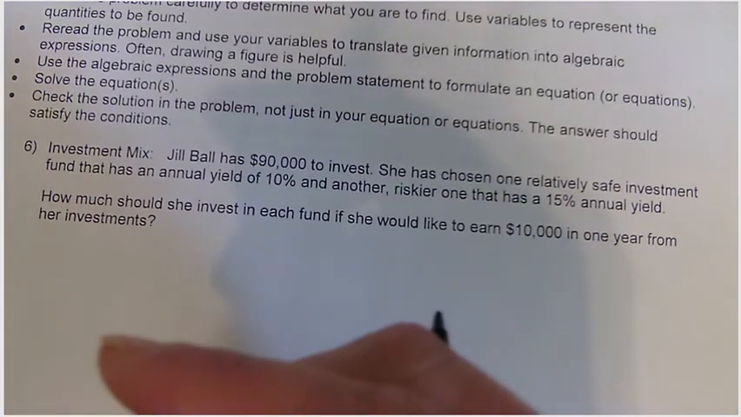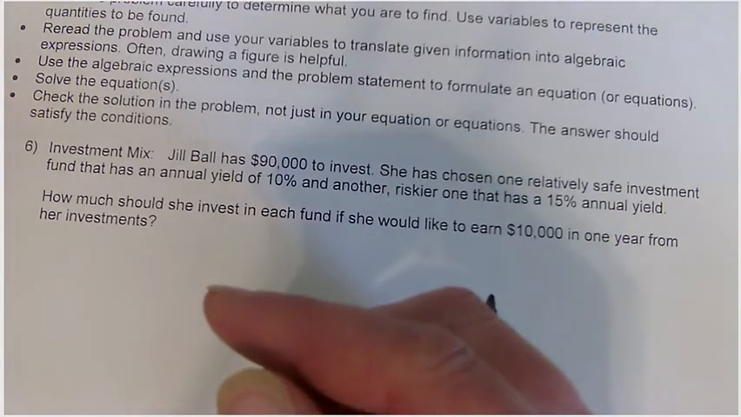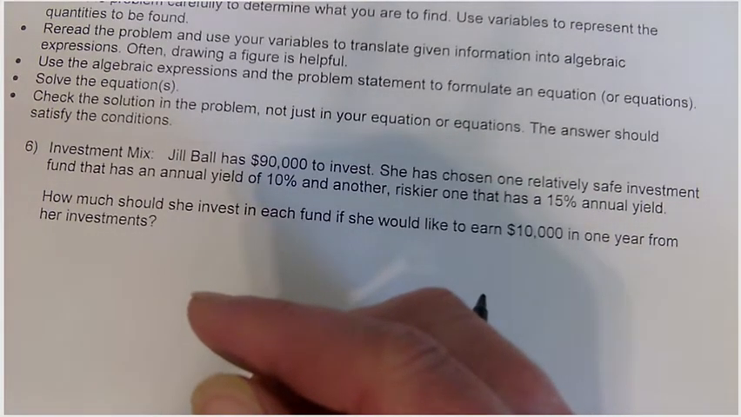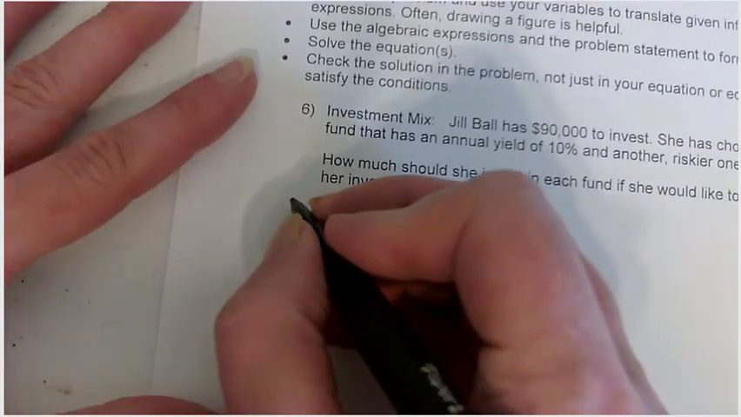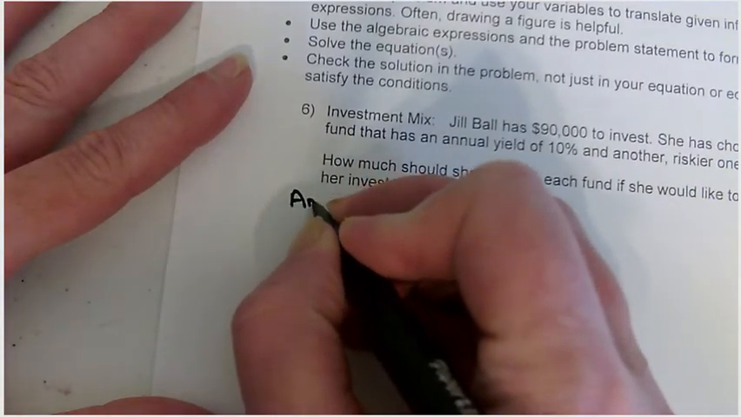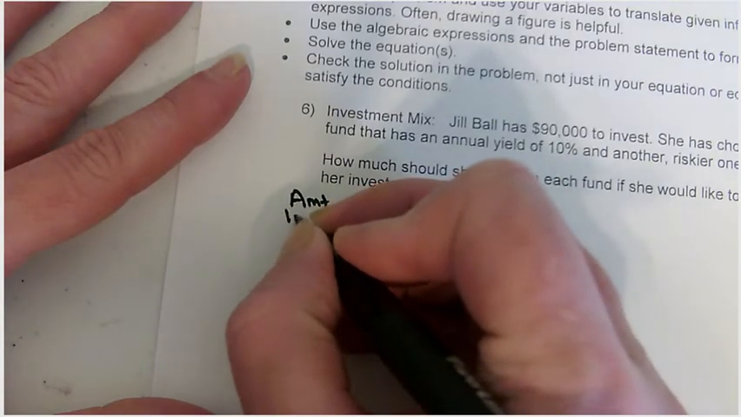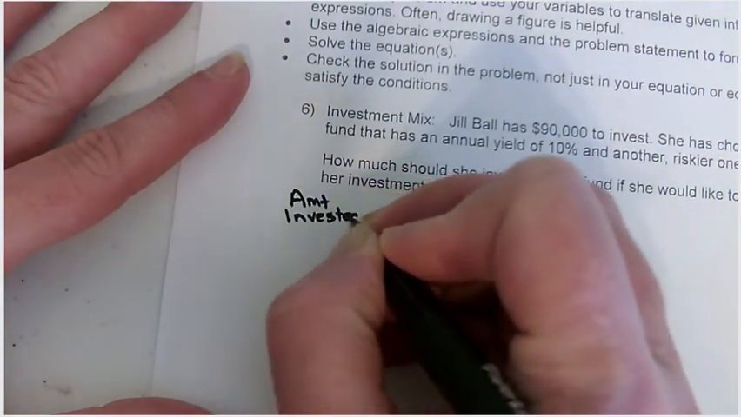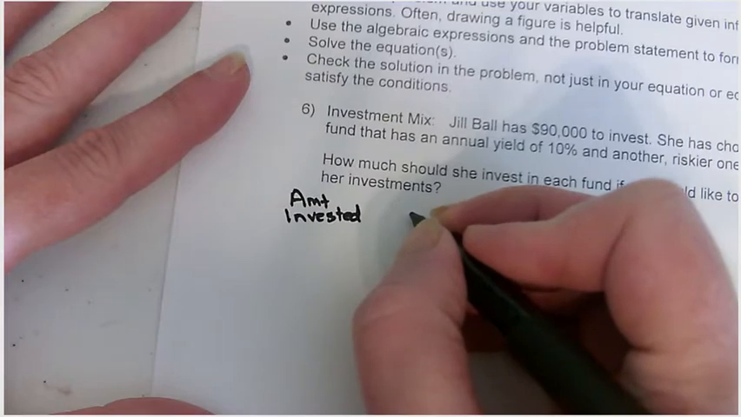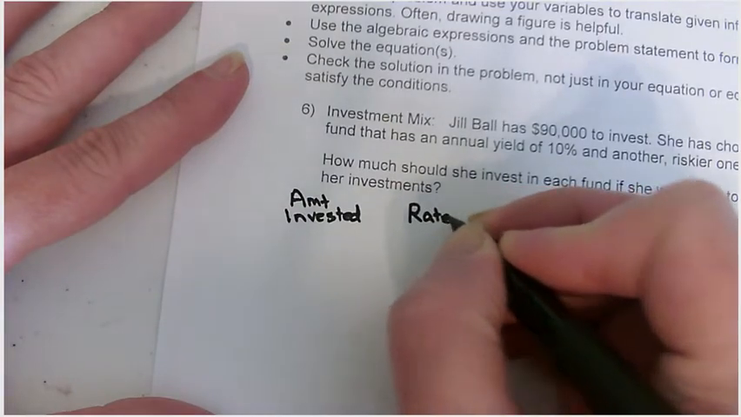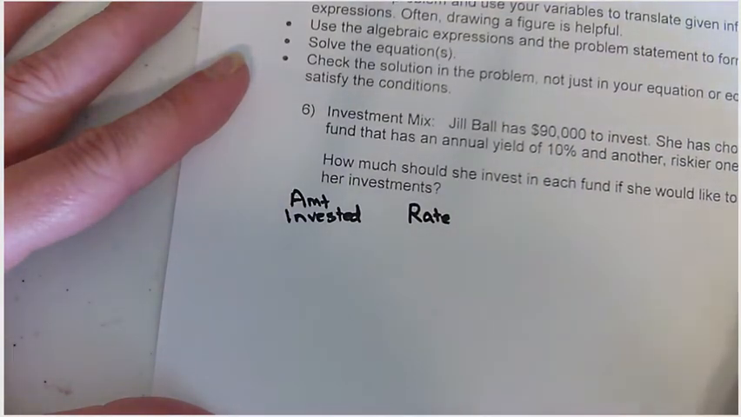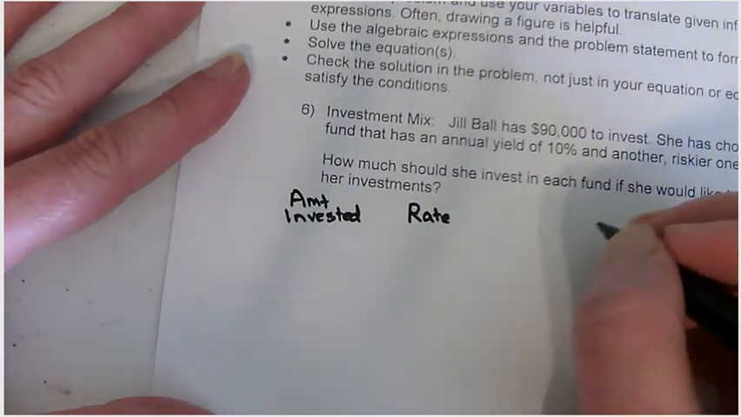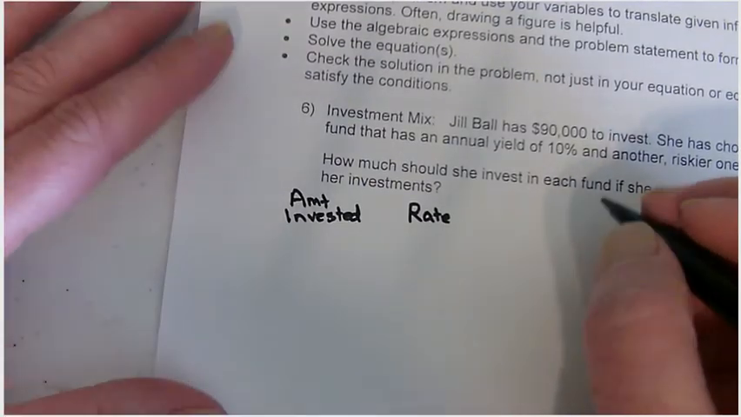So let's kind of break this down. I'm going to make a little table here. So we're going to have amount invested. We're going to have the rate, and we need to think about we're trying to earn some money from these values, and that's called the interest earned.